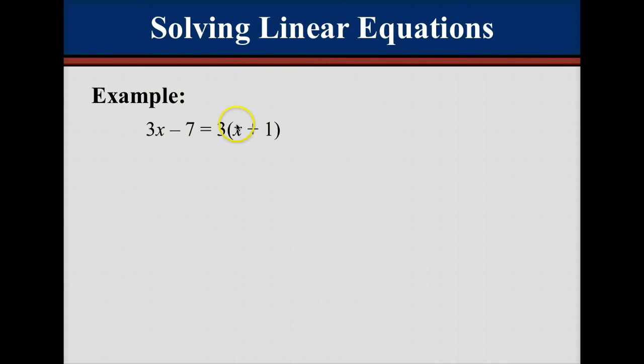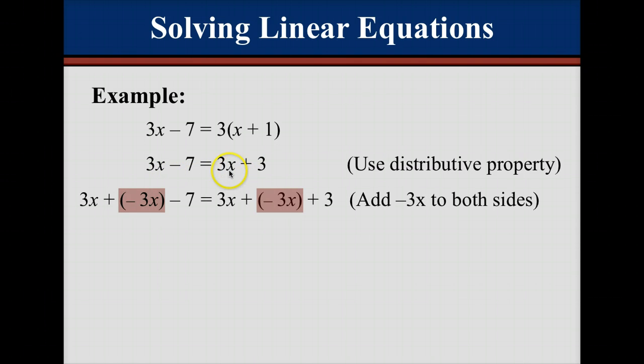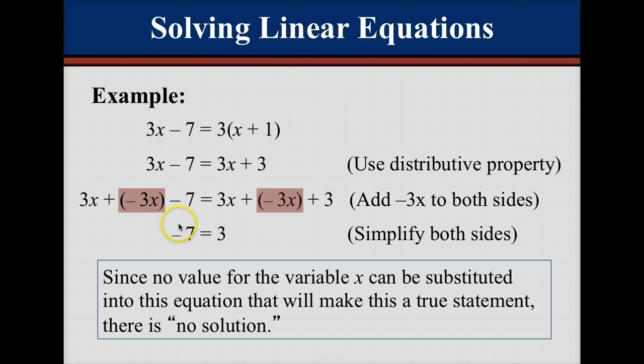Where do we start here? Distributing 3 across the parentheses, very good. There are no like terms, so let's start solving for x. So let's subtract 3x from both sides. Look what happens. We end up with negative 7 is equal to 3. Is negative 7 equal to 3? No, never, not in my world. So since there's no value for the variable x that you can substitute into this equation that's going to make that equation true, this one has no solution.